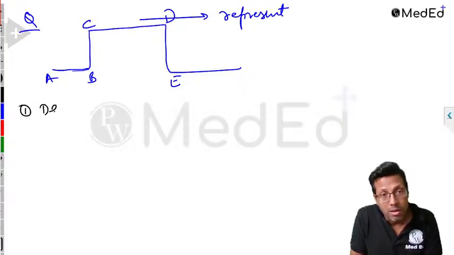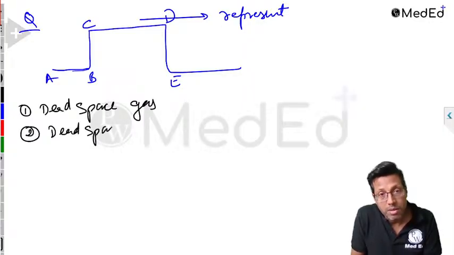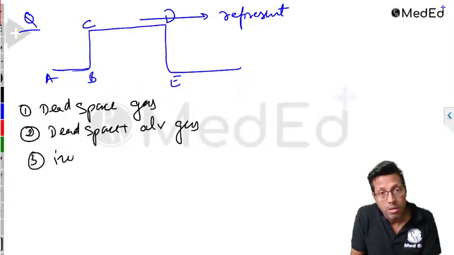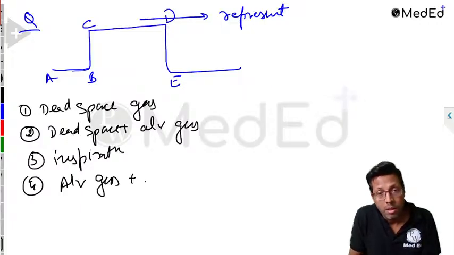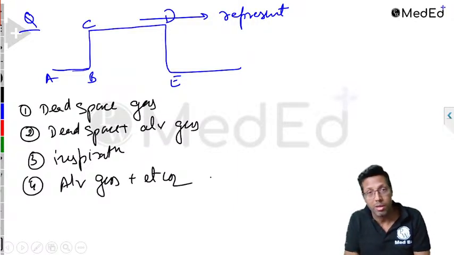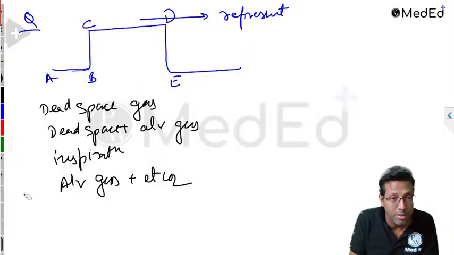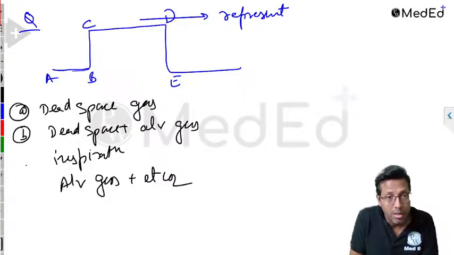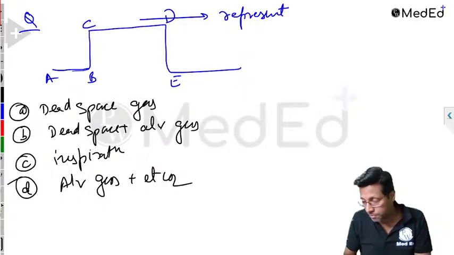Option A: does it represent dead space gas? Dead space plus alveolar gas? Inspiration? And the fourth is alveolar gas plus end-tidal carbon dioxide. Yes, give me an answer, guys. Those answering have already given me. But I had given one more option. Give me A, B, C, D. Let me make it A, B, C, and D.